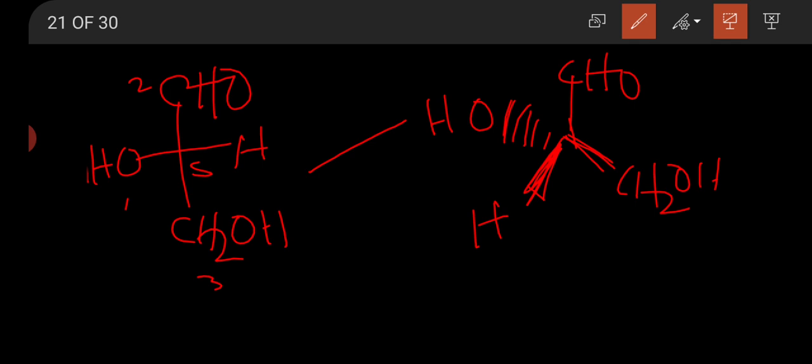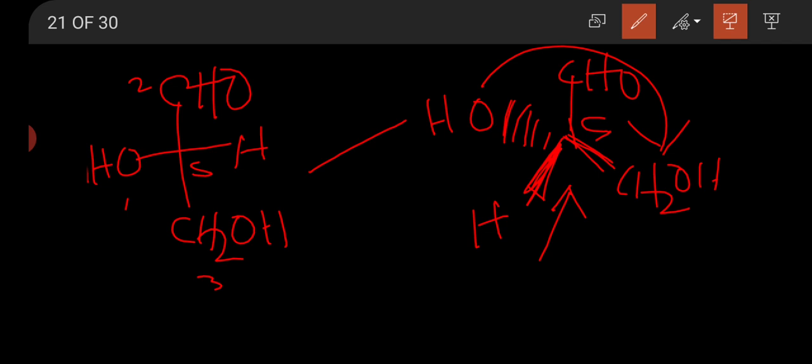Okay, let's see this configuration. Seeing from this angle, H is above the plane, and 1, 2, 3 is clockwise. Therefore, the fourth priority is above the plane. That's why it is S configuration, retained. Therefore the configuration is retained, so it is the right conversion of Fisher to wedge.